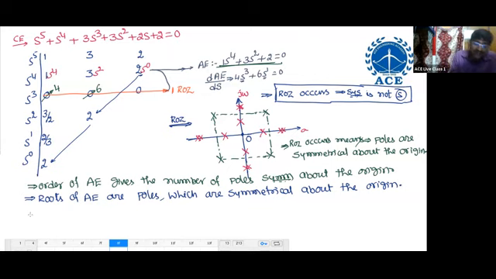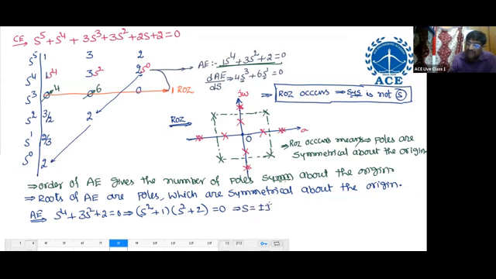Find the roots of the auxiliary equation. What is the auxiliary equation? Tell. s power 4 plus 3s square plus 2 equal to 0. This can be written as what? (s square plus 1)(s square plus 2) equal to 0. This is like s square plus 3s plus 2, so (s plus 1)(s plus 2). So then find the roots. s equal to what? Plus or minus j1, plus or minus j root 2.